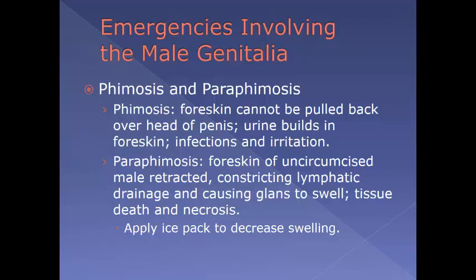All right, now paraphimosis: the foreskin of an uncircumcised male is retracted, which constricts the drainage and allows the glans to swell, which causes tissue death. So for that case, use an ice pack, not directly on it but through a layer of cloth, to decrease swelling, and then transport. They're going to have to cut the foreskin in the ER or the operating room to release it.